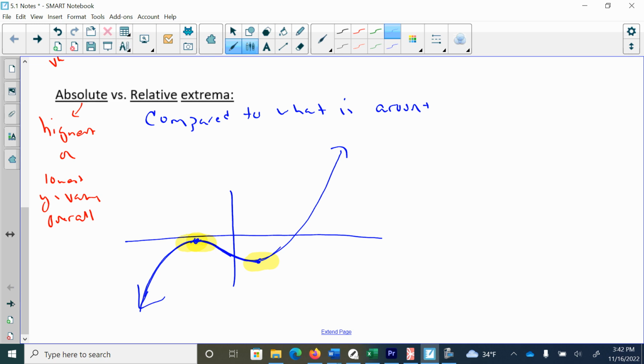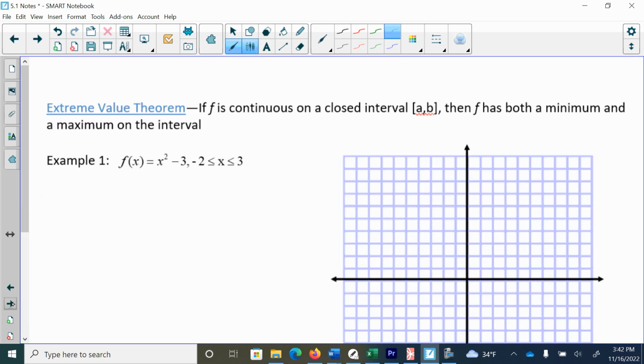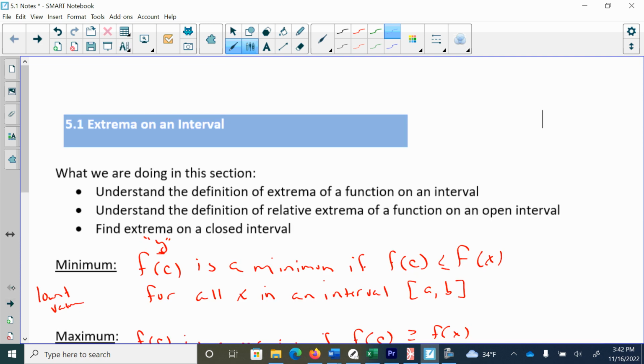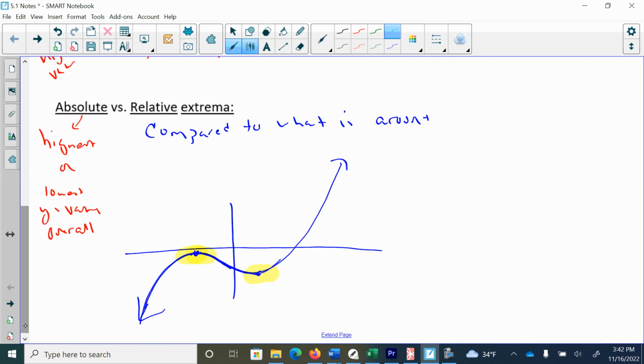I hope that you understand the difference. An absolute has to be the highest overall, the entire graph. A relative extrema just says I'm comparing what's around that point, and then I'm saying whether it's a relative max or a relative min. Also, relative would be if I had an interval too. Then I could say that it was a relative max or a relative min.